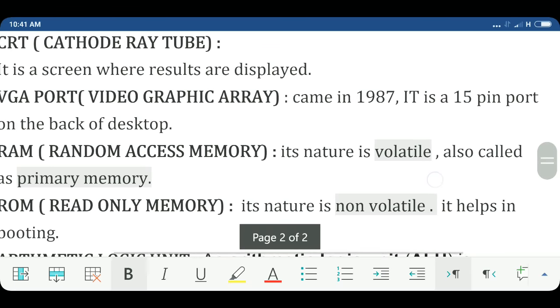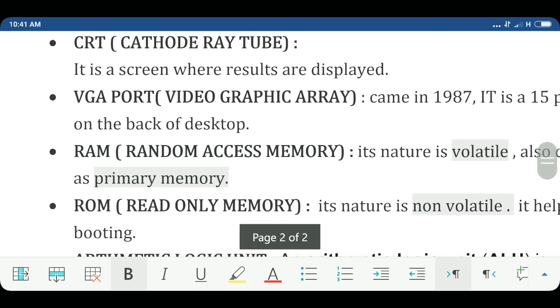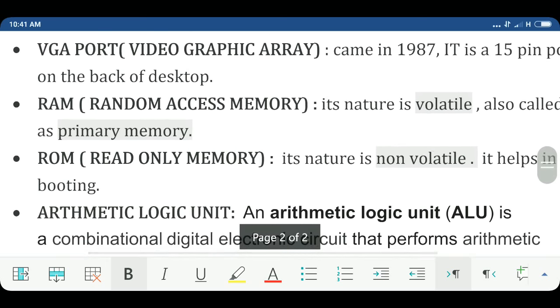The next definition is about RAM, random access memory. Its nature is volatile. So the examiner will ask you about the memory which is volatile. You have to answer it is RAM, random access memory, also called primary memory. RAM has two features: volatile and primary memory.